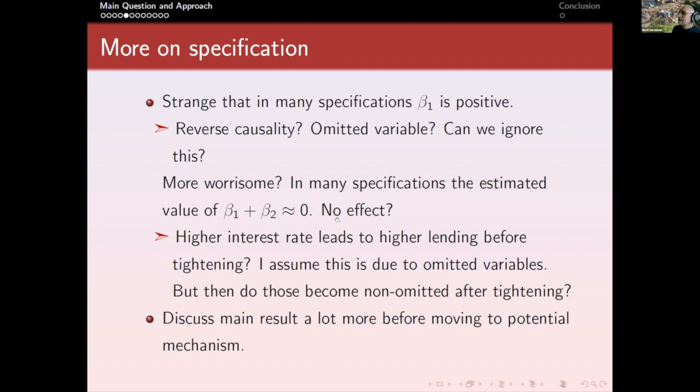And they're basically always insignificantly different from 0. So in some sense, what your regressions say is that there's no effect of monetary policy, if I take it literally, after these tightenings. But there was a reverse effect before. So yeah, the reverse effect had gone away, but is that fully convincing? I don't know. I certainly think that should be discussed a lot more, before we get to the potential mechanism. So that, I guess, is the most important point.